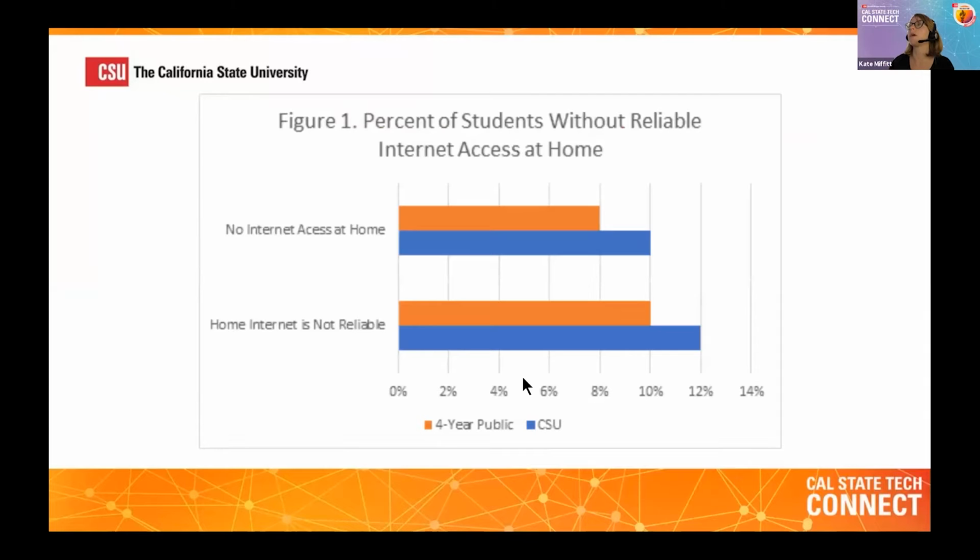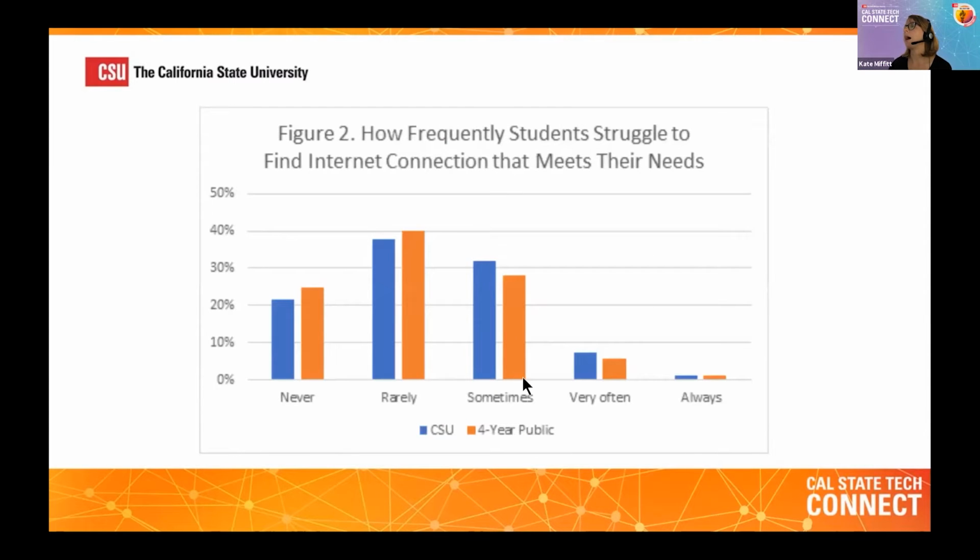First, we'll talk about internet access, and I'll just share a couple of data points and then open it up for discussion with our CIOs. About 10% of students from the CSU reported having no internet access at home, while closer to 12% reported that they had unreliable internet access. And about 12% of students very often or always had trouble having internet connection strong enough to meet their needs as students.